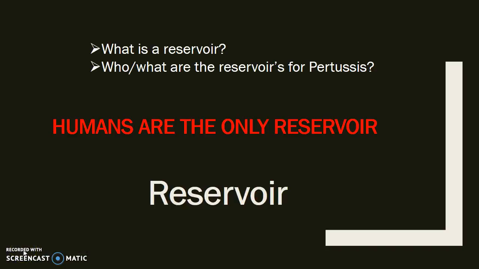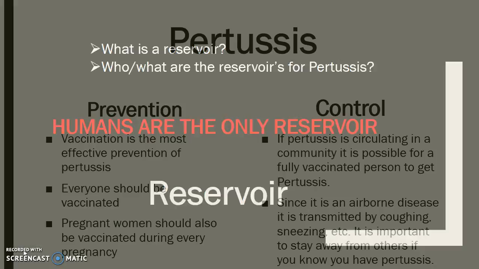So first, what is a reservoir? A reservoir is where the disease can be found. For pertussis, the only reservoir are humans. Or in other terms, humans are the only species that can be infected with pertussis bacterium called Bordetella pertussis. Because of this, the prevention and control can be very simple as long as everyone cooperates.